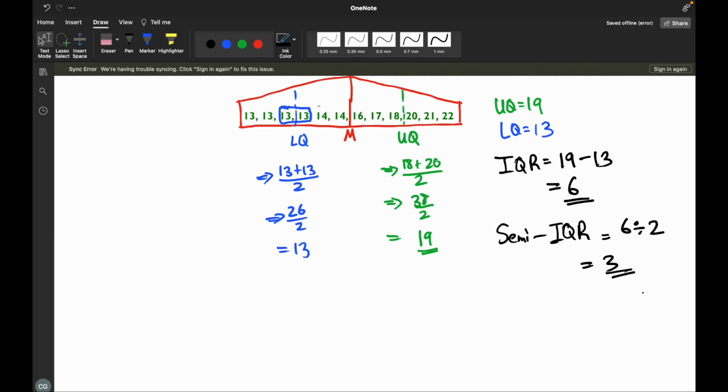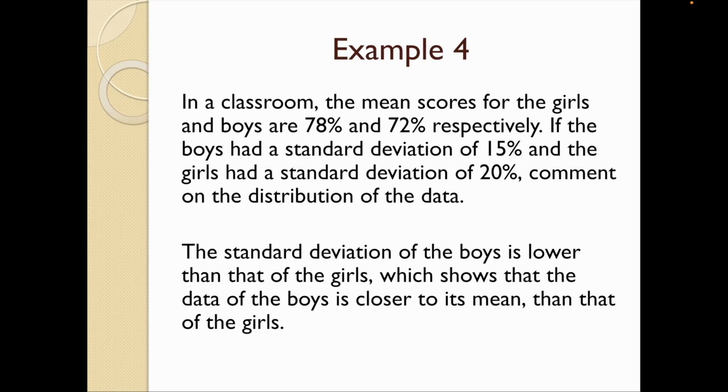This here is how we find it for ungrouped data. The next thing we're going to look at is how we find it for grouped data, and that's where our cumulative frequency graphs come in. All right, so quick review of the standard deviation, right?